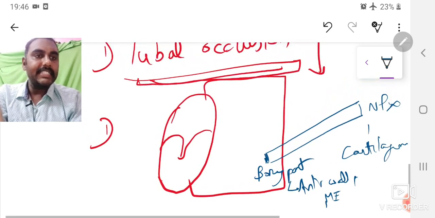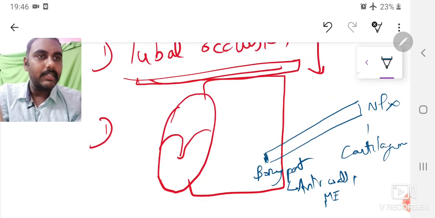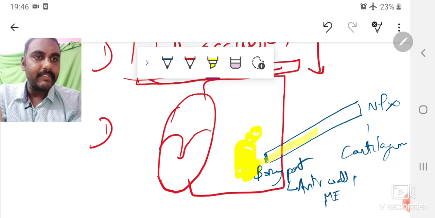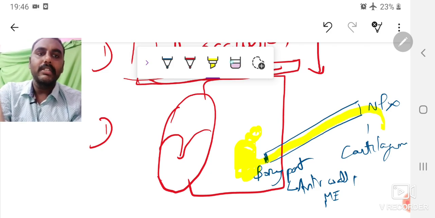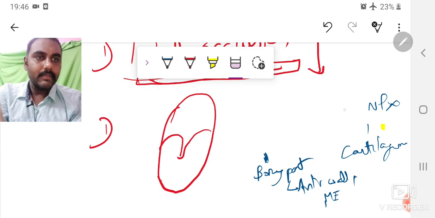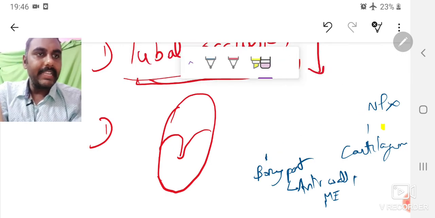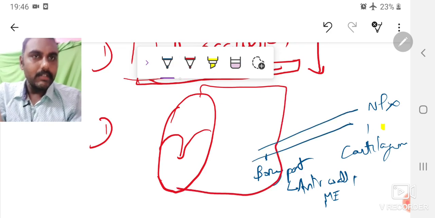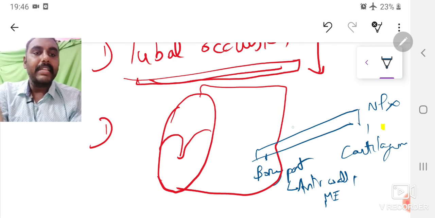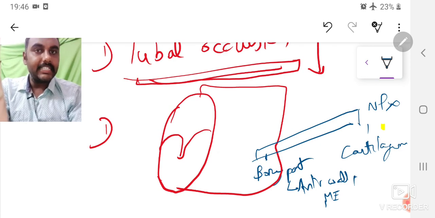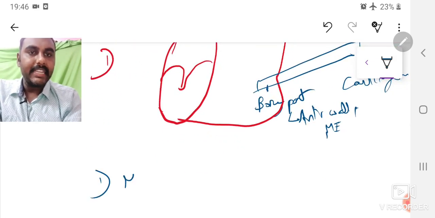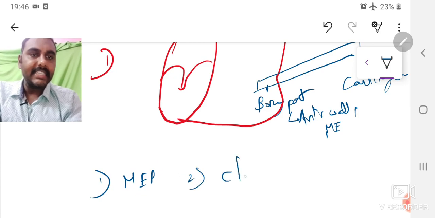What is the function of the Eustachian tube? Its function is to clear the middle ear secretions back into the nasopharynx. These secretions go into the nasopharynx and the patient swallows them. The next important function is to maintain the middle ear pressure. So two things: maintaining the middle ear pressure, and clearance of secretions.